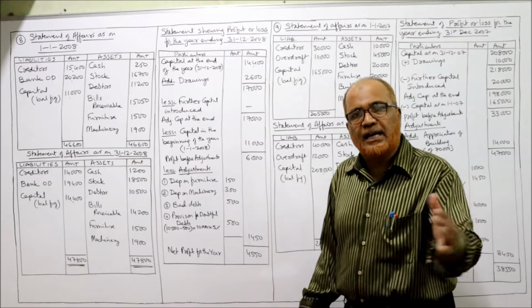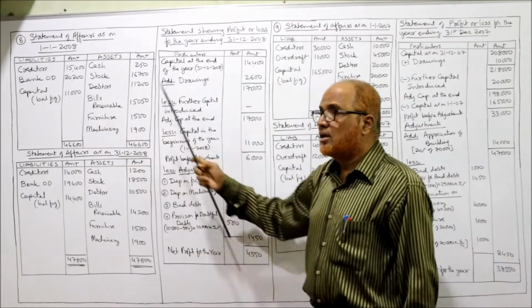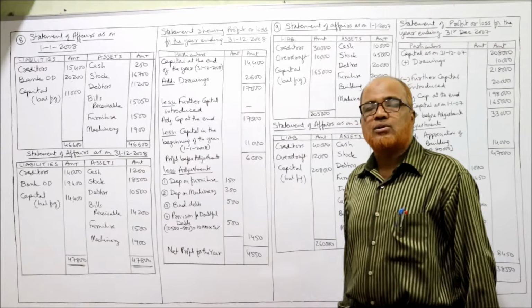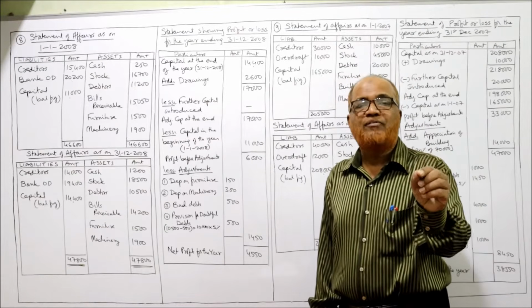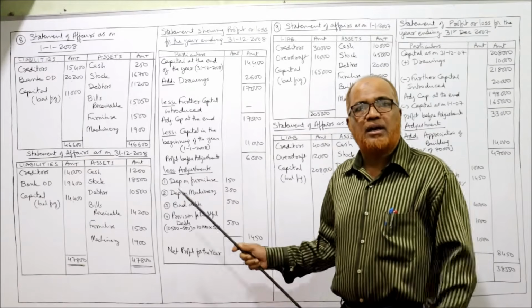From this we deduct the capital at the beginning of the year. How much capital in the beginning? 11,000. Deduct 11,000, so 6,000 rupees is the profit before adjustment. We have not made the adjustments yet. Now we are making the adjustments.